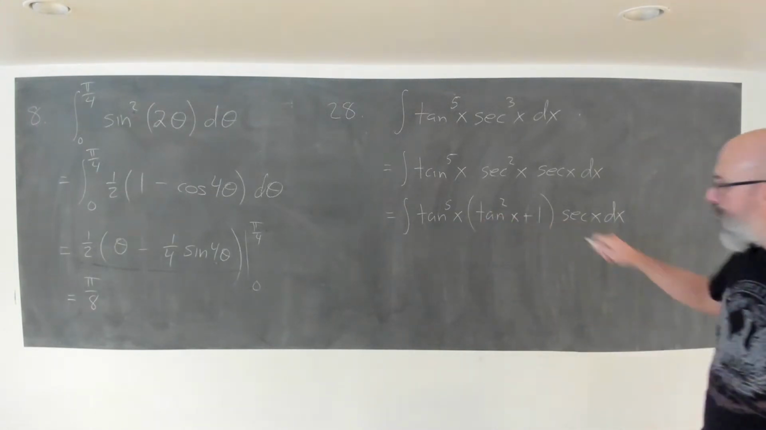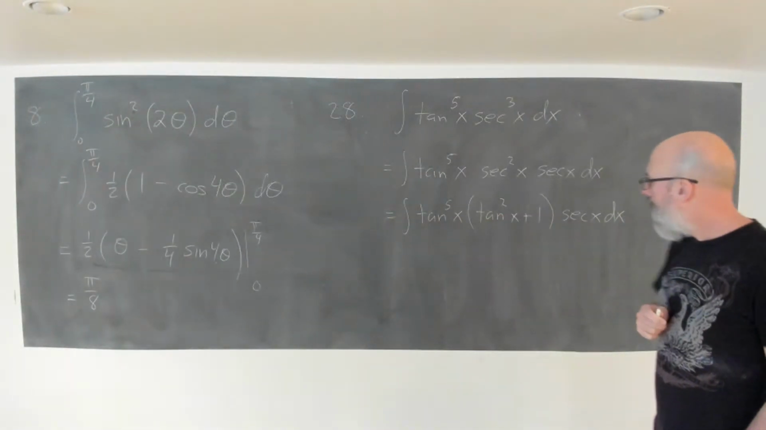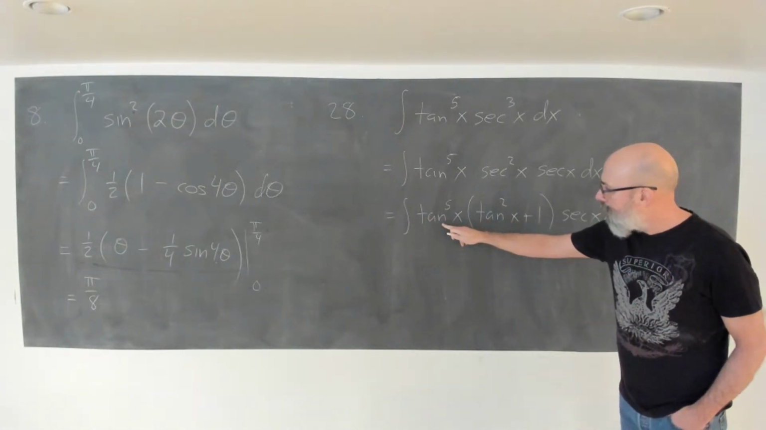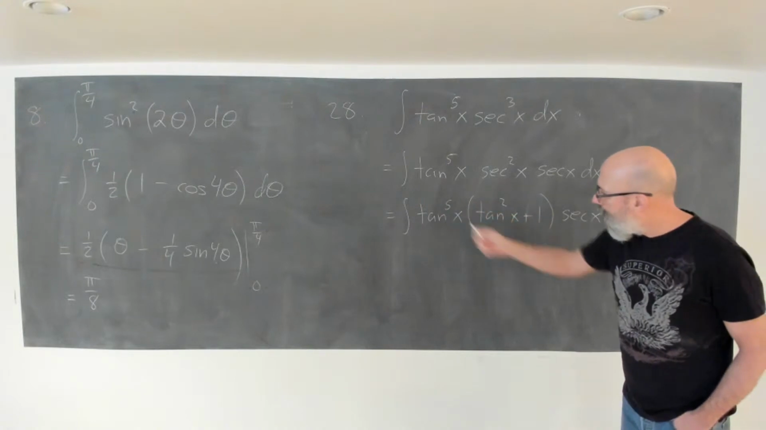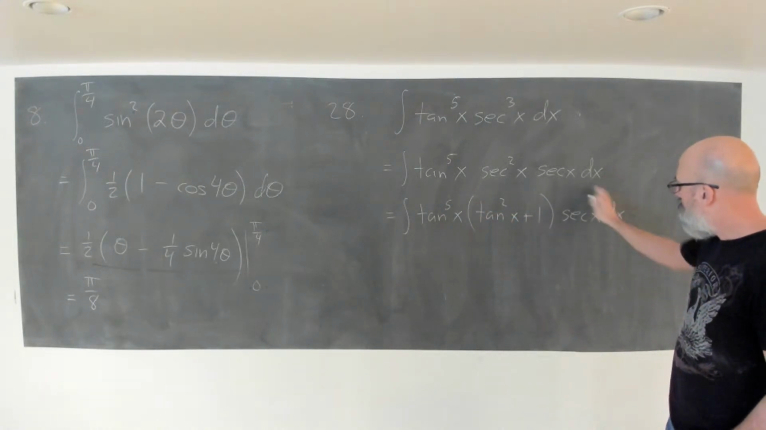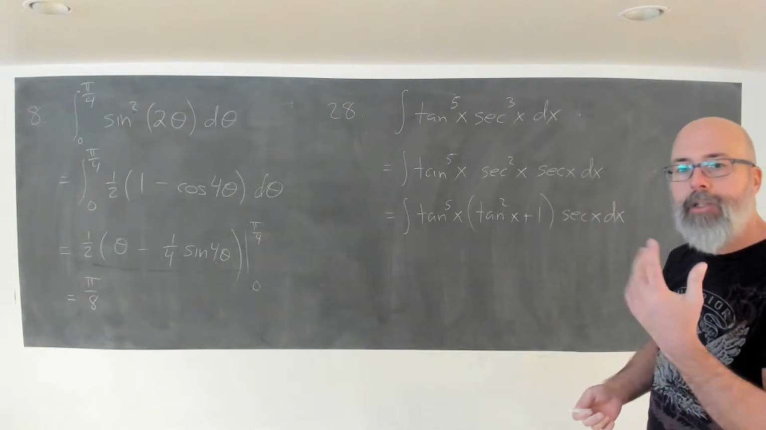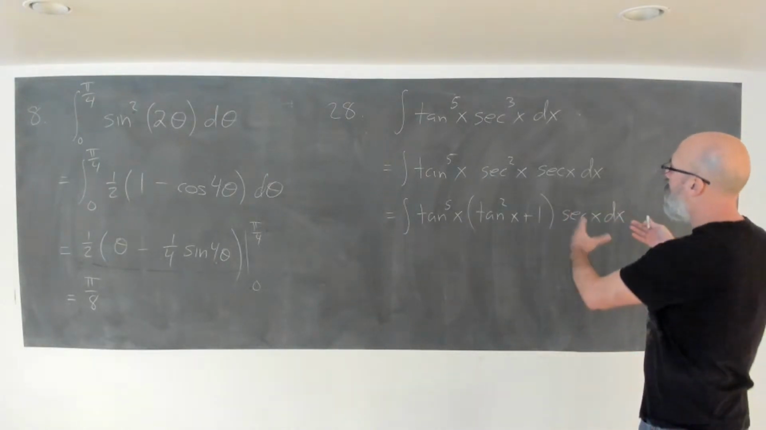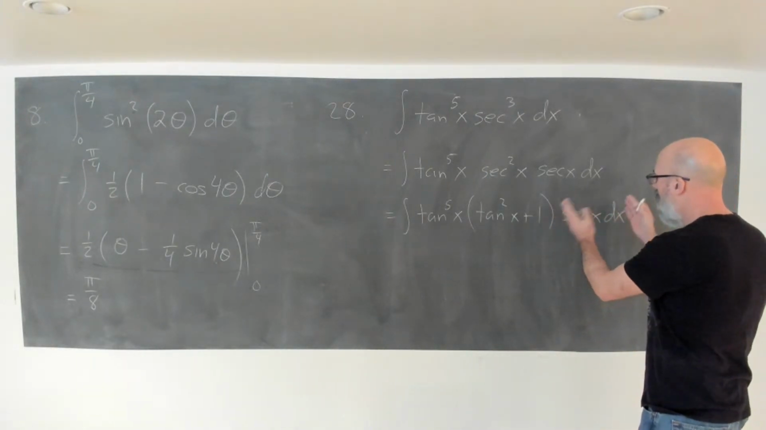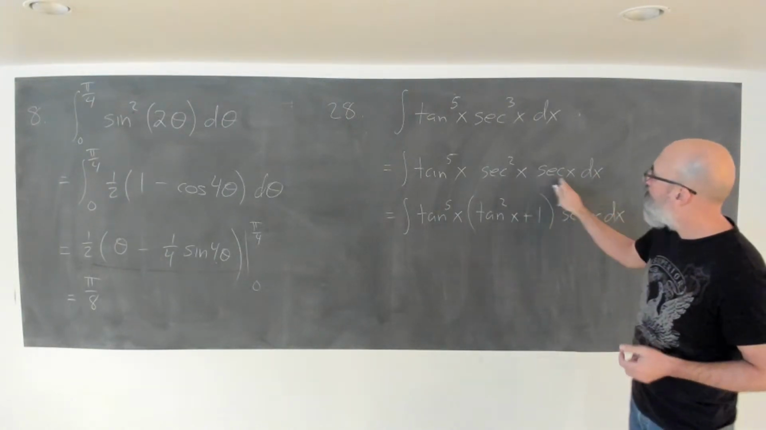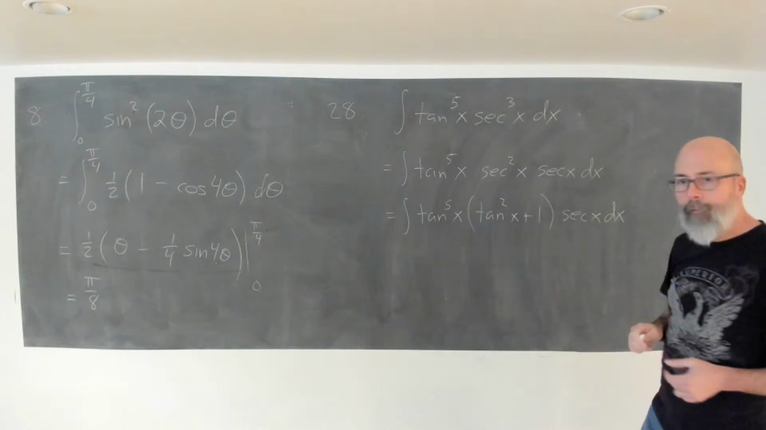All right, an excellent start. But you understand that now you cannot say, I'm going to let u be tangent because I've isolated a secant. It doesn't work, right? Because the derivative of tangent is secant squared. If you had isolated a secant squared, that would have been good. But this is not possible here.